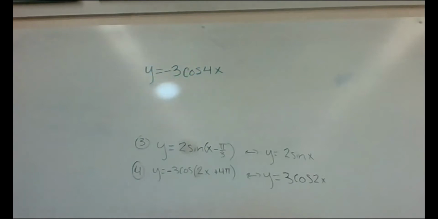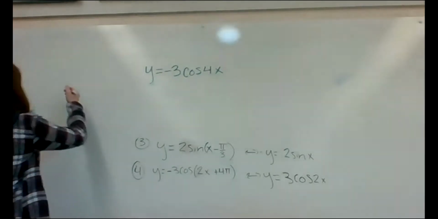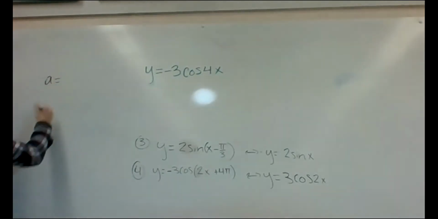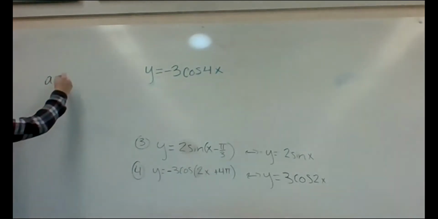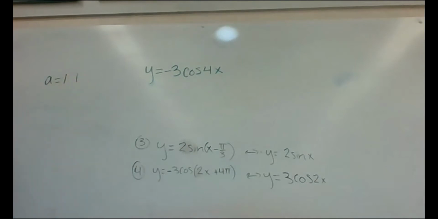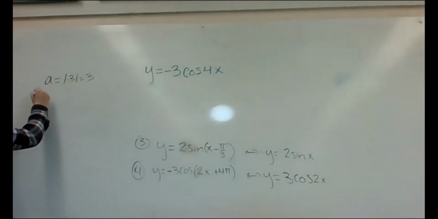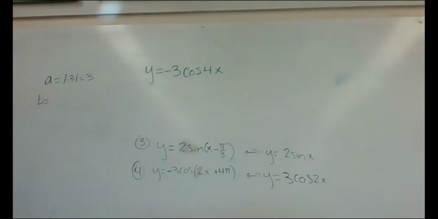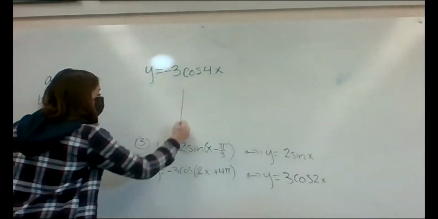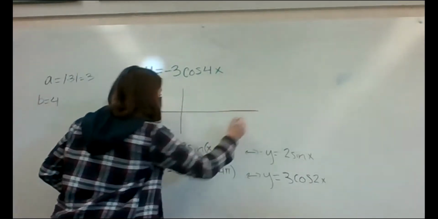Good. All right. So what's my A value? Remember, we take the absolute value of it. It's 3. Well, it's technically -3, right? But we get 3 as that A value. My B value is 4. Very good.